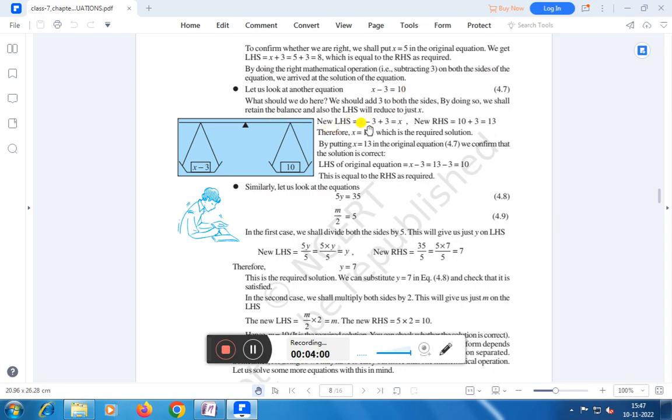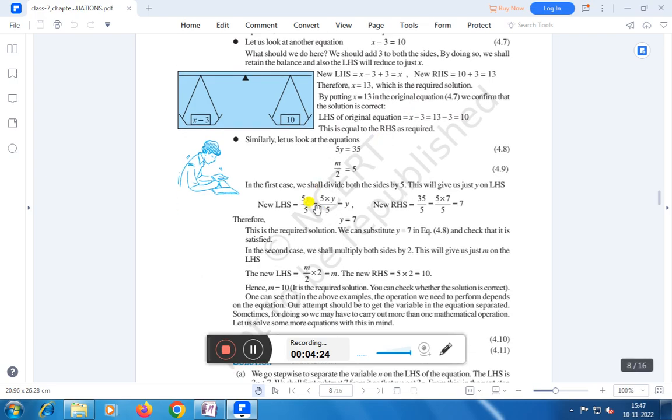Now, if you add 3 to both sides, what do you get? Minus 3 plus 3, that is x, and the new right hand side is equal to 10 plus 3, which is 13. Therefore x equal to 13, which is the required solution. By putting x equal to 13 in the original equation 4.7, we confirm that the solution is correct. Left hand side of the original equation, x minus 3, 13 minus 3, is 10, and this is equal to the right hand side.